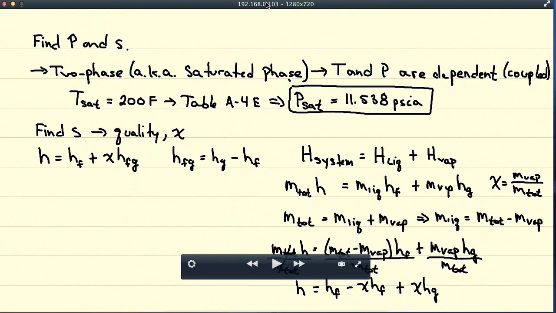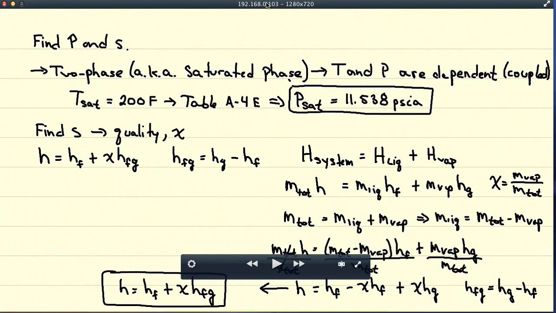And now we can bring in our definition of HFG. So we recall that HFG is equal to Hg minus Hf. And now we can combine all of these terms and get the form of the expression that we're familiar with, which is that H is equal to Hf plus X times HFG.